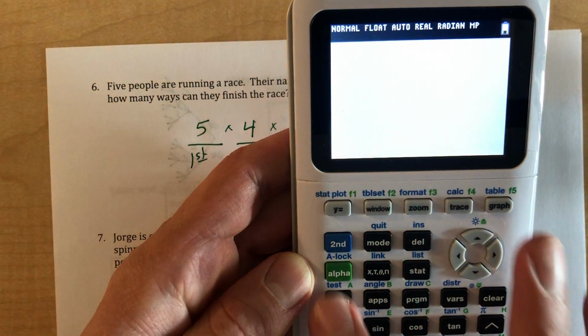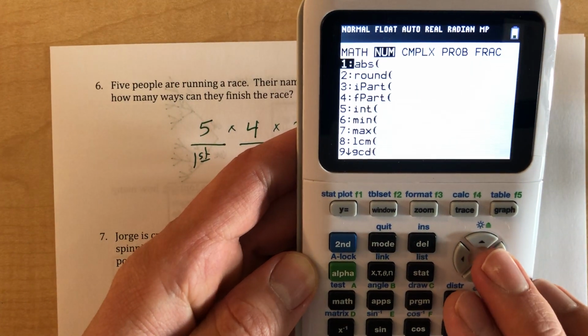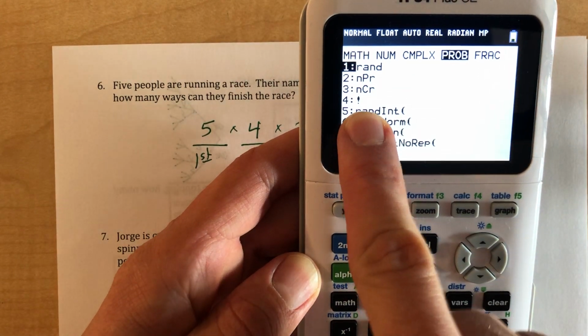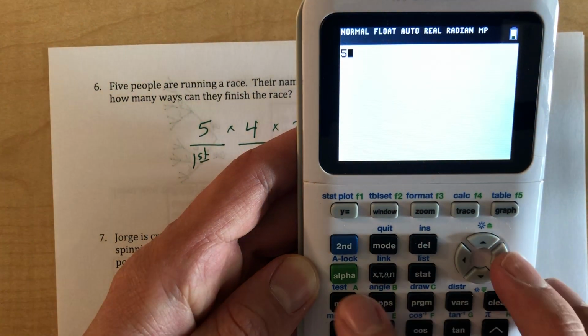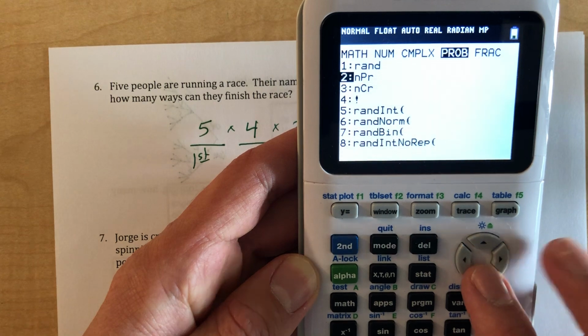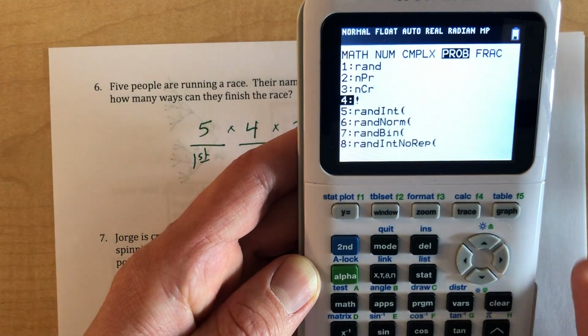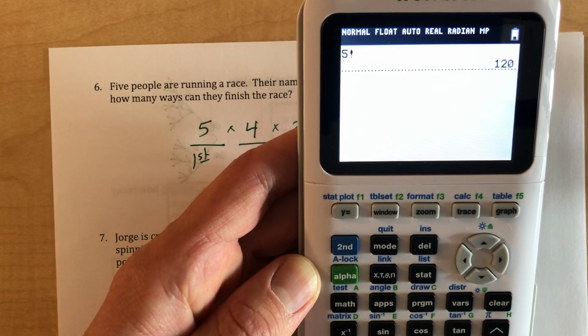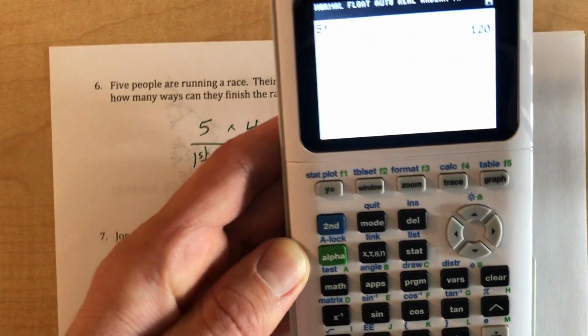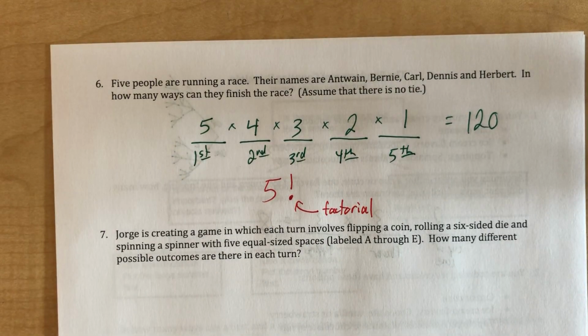If you're on the calculator, you could press math and go to probability, and there's your exclamation mark right there. So I'm gonna do 5, and then just showing you. Or you could just do the exclamation mark on Desmos. And 120, that's it. 5 times 4 times 3 times 2 times 1. All right, let's do this.